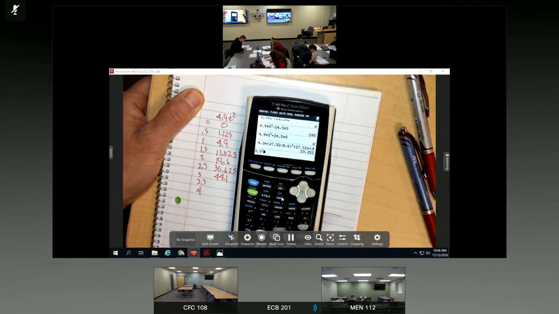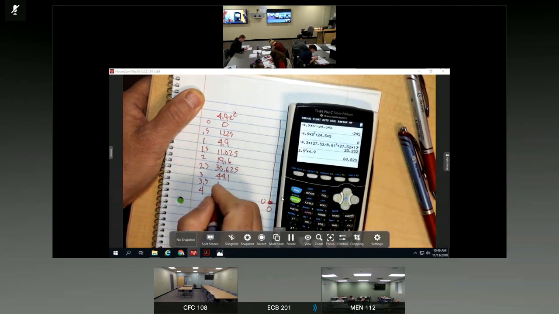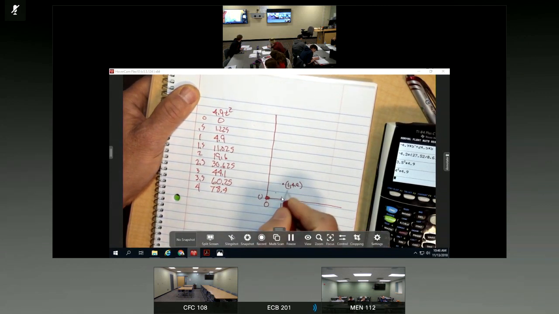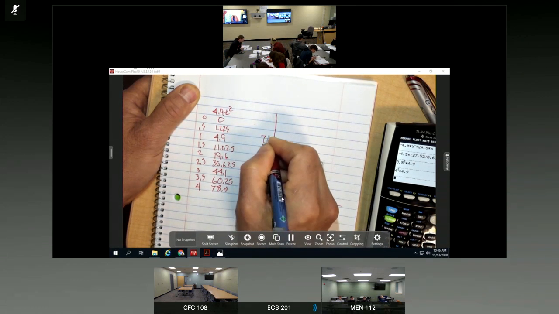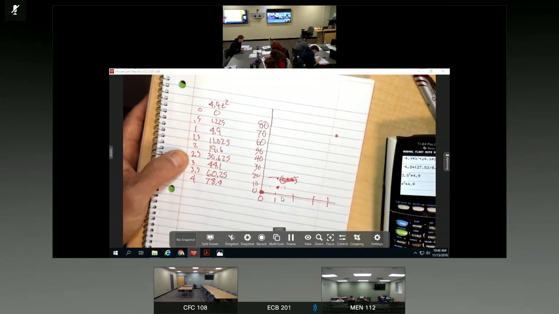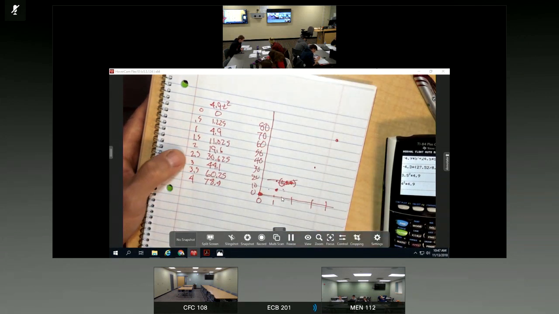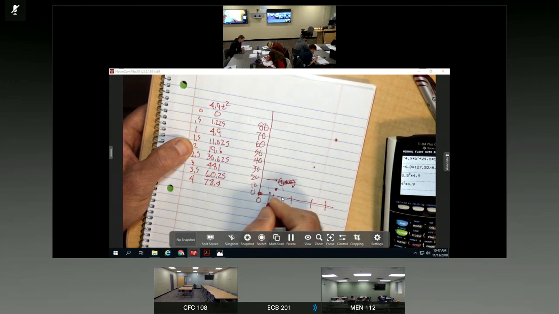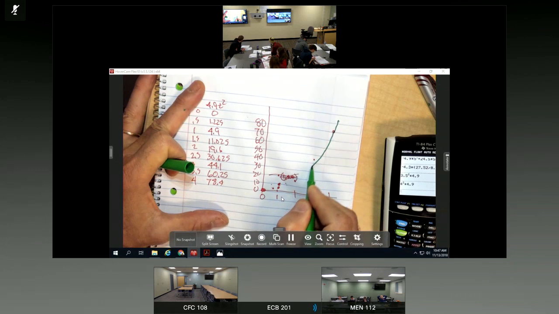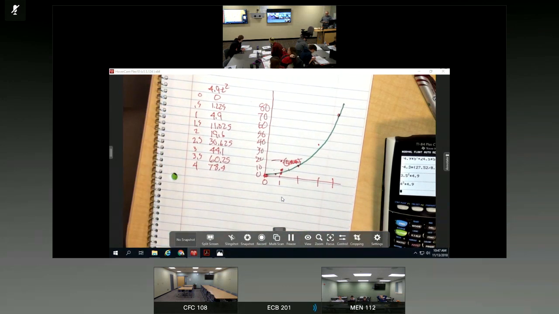3.5, we'll take 3.5 squared times 4.9, 60.025, and then 4 squared times 4.9 is 78.4. So I should move my point, because if this is 10, 20, 30, 40, 50, 60, 70, 80, at 4 seconds here, I'm up to close to 80. At 3 seconds, I'm at about 44. At 2 seconds, I'm at about 20. At 1 second, I'm way down here. So my graph is going to be half a parabola like that.